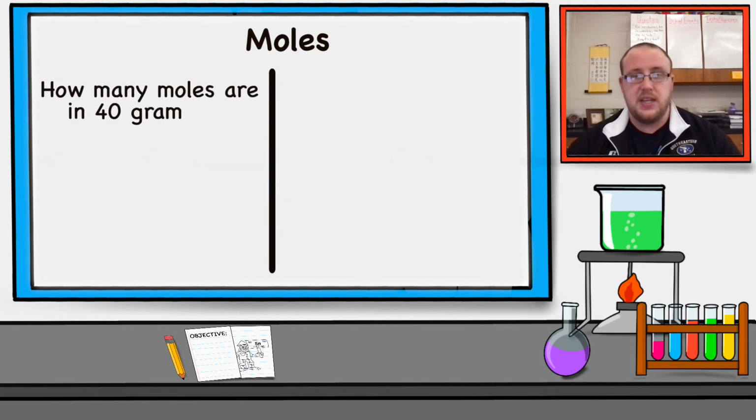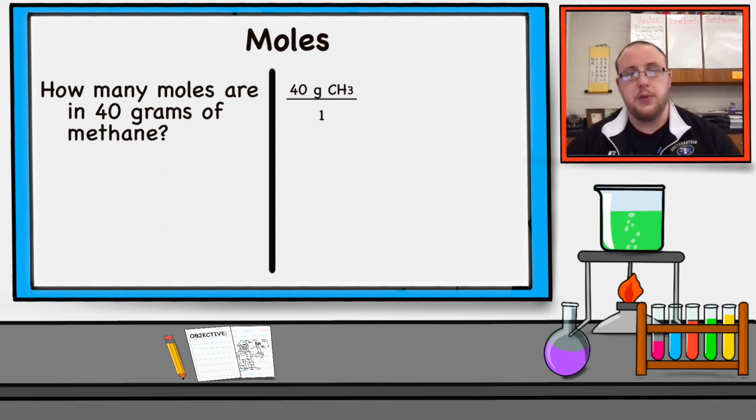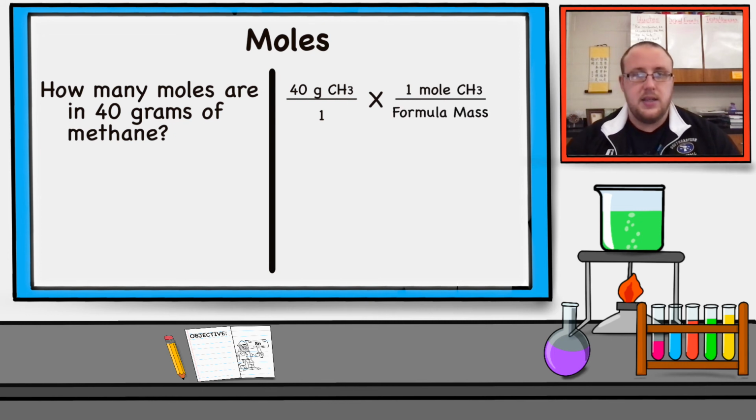I have a 40 gram sample of methane, which is CH3, and I want to know how many moles are in it. My first step is to put what I know over 1, so 40 grams of methane over 1. Then my next step is to bring out the trick that I showed you earlier. Since we are going from mass to moles, we are going to use the relationship 1 mole of methane over the formula mass. This is when we run into a problem because we are not given the formula mass of methane and we had to solve for that.